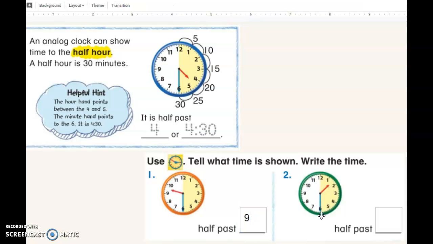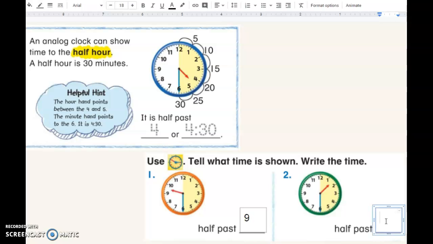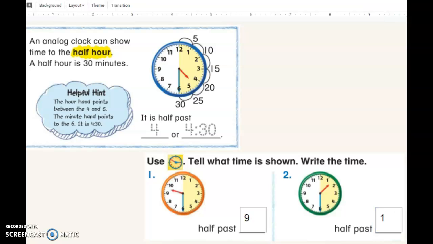Like I said before, the minute hand is staying the same because we're practicing how to tell the time to the half hour. So we need to look at the hour hand to see if it is half past 1 or half past 2. Let's go all the way to the end of the clock. It doesn't touch a number, right? So we need to go to the number that comes before. That is number 1. It's half past 1.